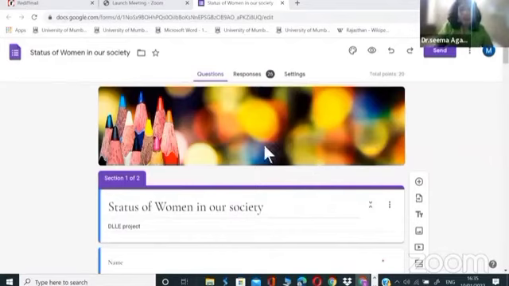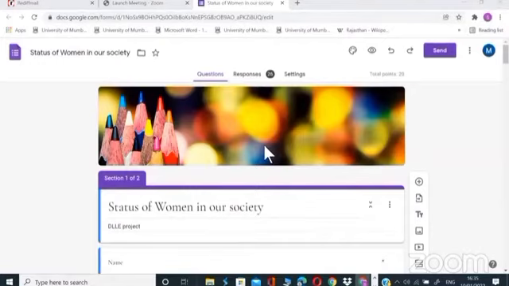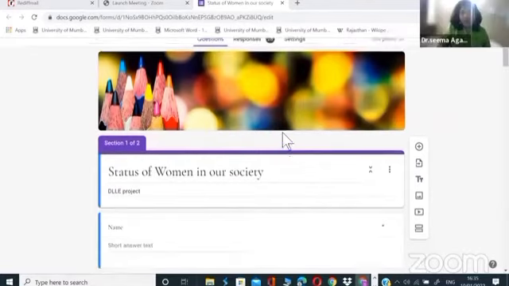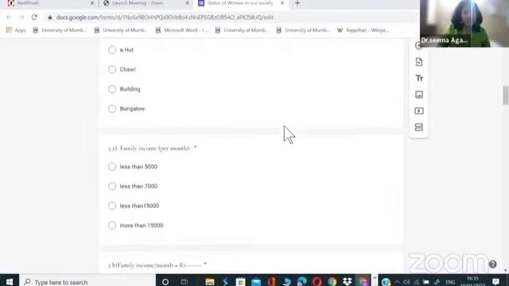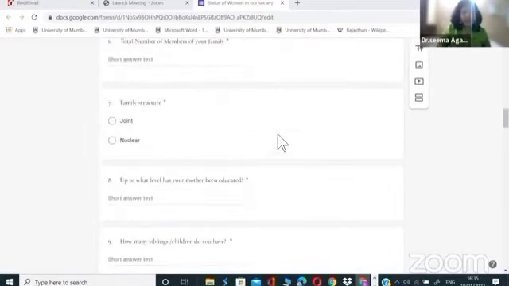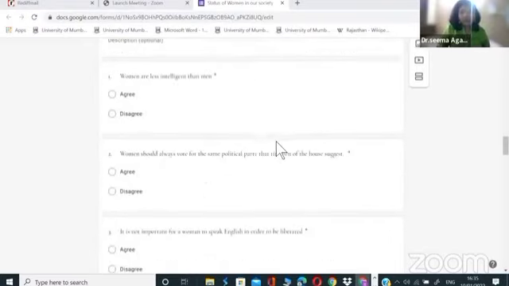Is the copy of the Google form showing? Is it visible, ma'am? Yes, ma'am. So this is the format of the Google form that you can prepare for an online survey. All questions you can type in this format.